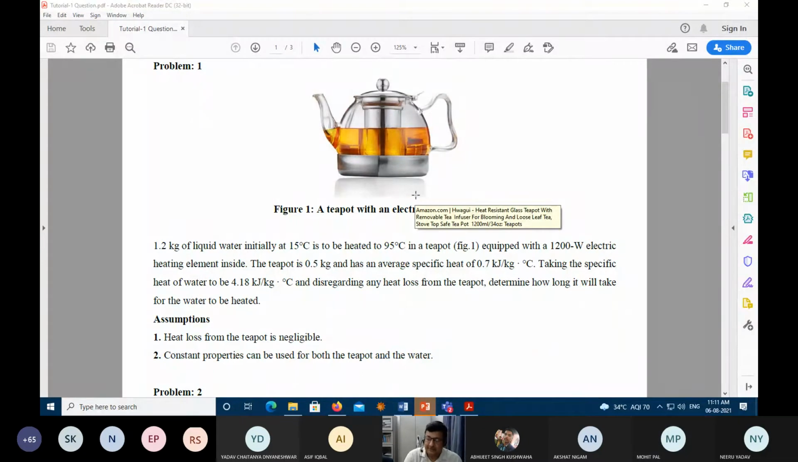Yes, sir. So could you proceed with the problem? How should I do the problem? This one? Yes, sir. What is that? Can you narrate to me what you did? So first of all, we will find the heat required to raise the temperature of the liquid water from 15 degrees to 95 degrees, from m c delta T. And what is the m here? Sir, m will be 1.2 kg. What is c here? The 4.18. Yes. What is delta T? Sir, 80. Very good. Then? So then the same for the teapot.